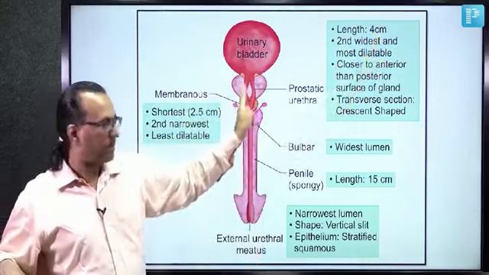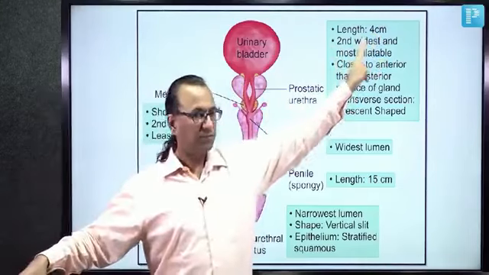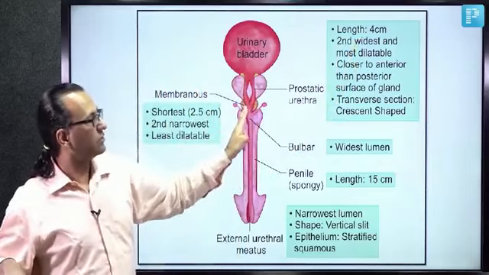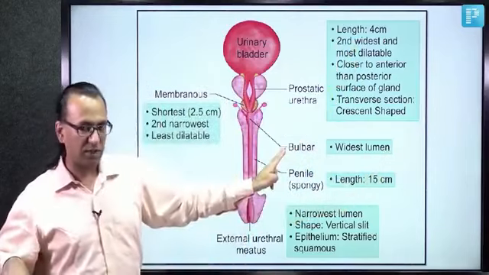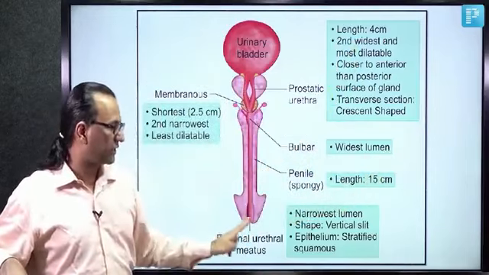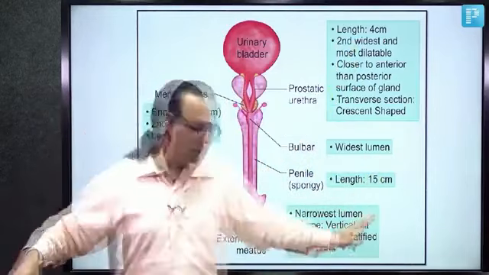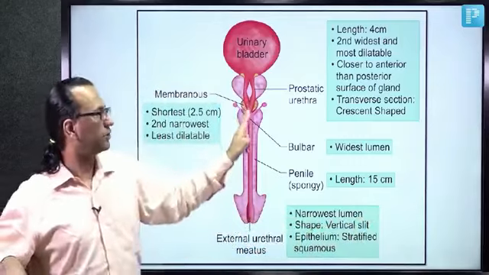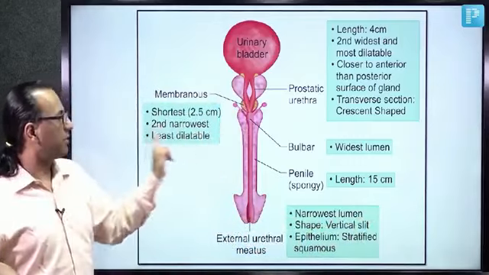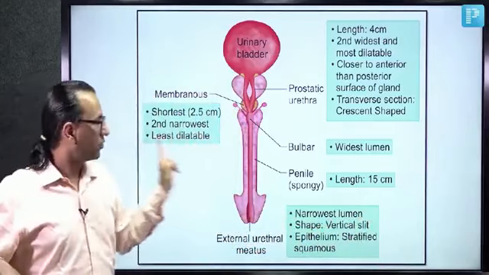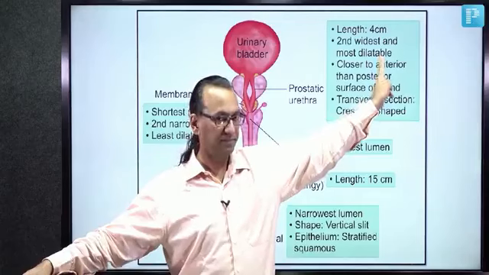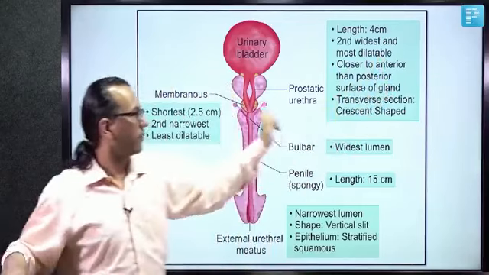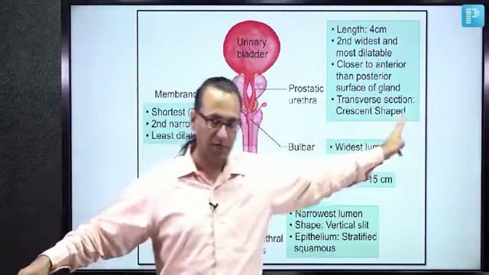Now the prostatic urethra is the second widest urethra. Then which is the widest urethra? That is the bulbous urethra. And which is the narrowest lumen? Narrowest lumen is the external urethral meatus, whereas the second narrowest will be the membranous urethra. And it is the membranous urethra which is least dilatable, and the most dilatable is the prostatic urethra, as it is mentioned here. If you take a transverse section of the prostatic urethra, it will appear crescent shaped, which comes as a question.